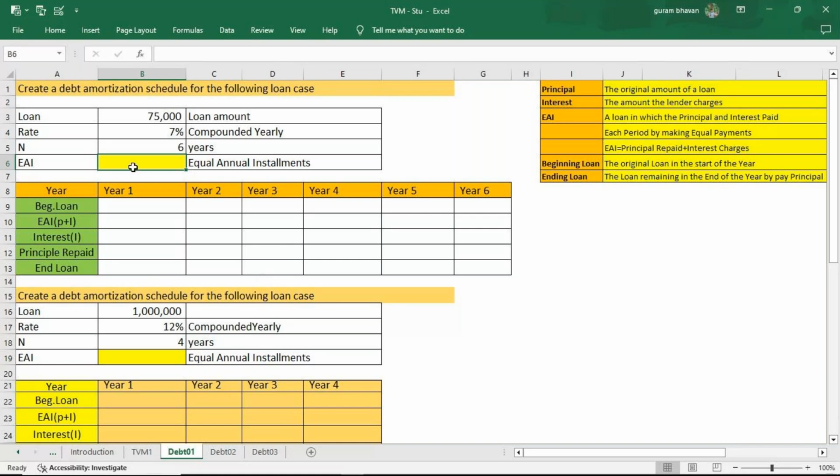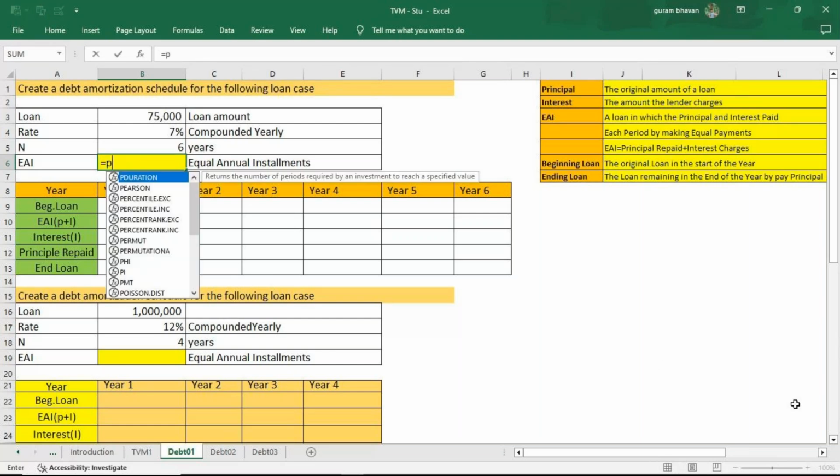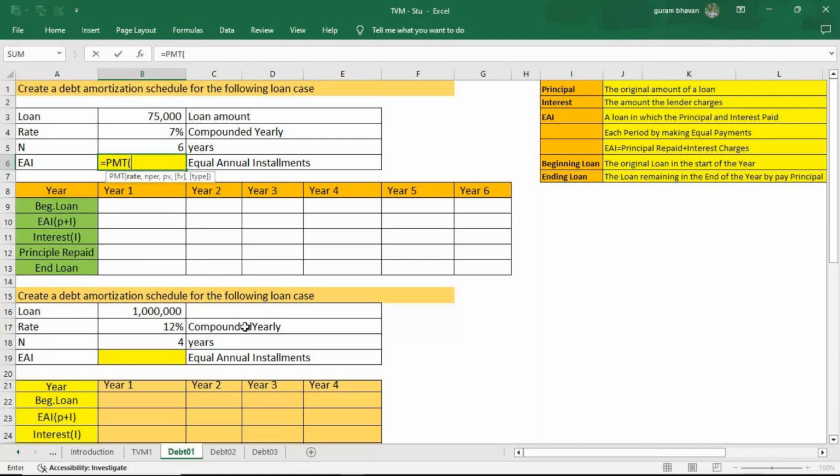So now here I have to calculate the EAI. For that also I'm going to put PMT function. So PMT, open the bracket, rate 7%. I'm selecting the cell, comma, N per 6 years, comma, present value, I'm taking the loan of 75,000, future value 0, comma, end of the period, that is 0. So as I take the value, it is telling every annual I have to pay 15,734. That is, money is going out of my pocket. So it is showing in negative.